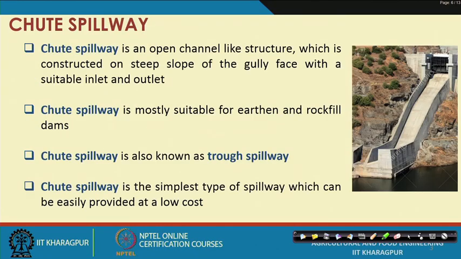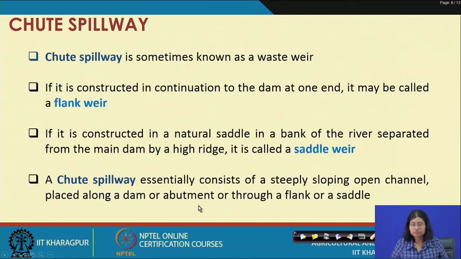So, the Chute spillway is an open channel like structure which is constructed on a steep slope of a gully face with a suitable inlet. So, here is the inlet point and outlet. Chute spillway is mostly suited for earthen and rock-filled dams, and it is also known by the alternate name trough spillway. And Chute spillway is the simplest type of spillway which can be easily provided in a rural area at a low cost.